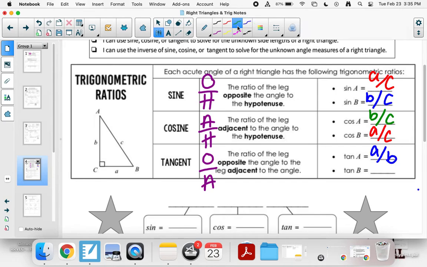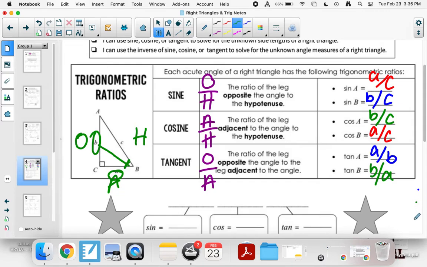So then from B's point of view, we said B was opposite. This again is our hypotenuse. And adjacent, touching, next to, is that A. The first one we want is our opposite. Opposite has to be on top. So our opposite leg is this side B. And then the adjacent leg, the one next to, is this side A. So B over A is our ratio for angle B.